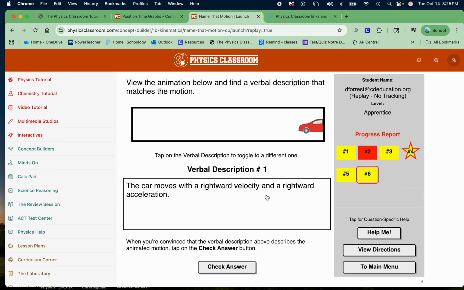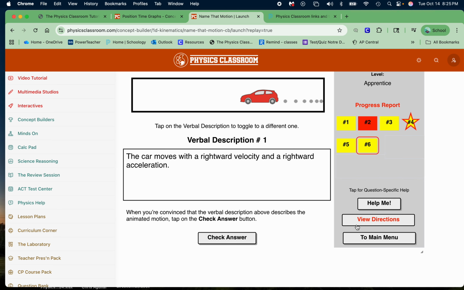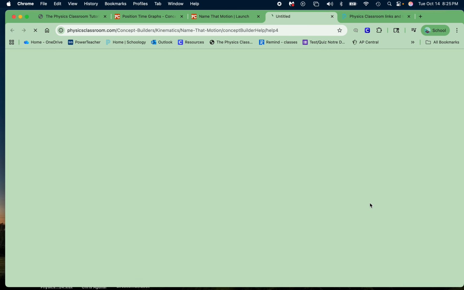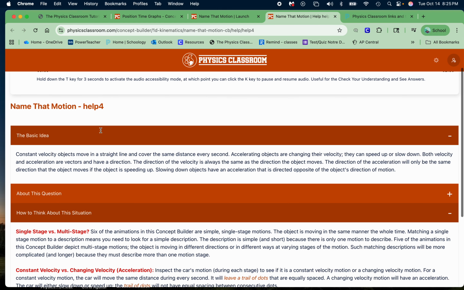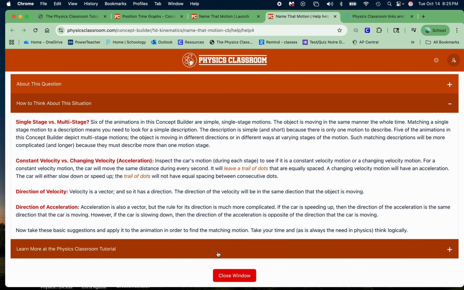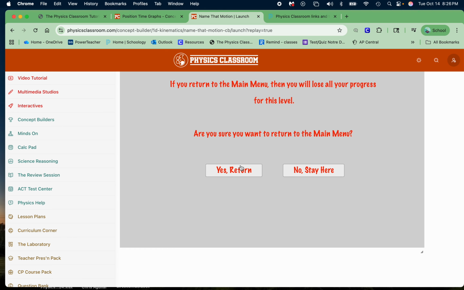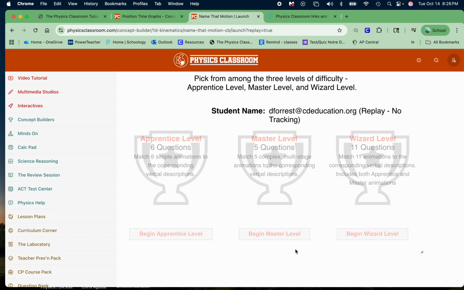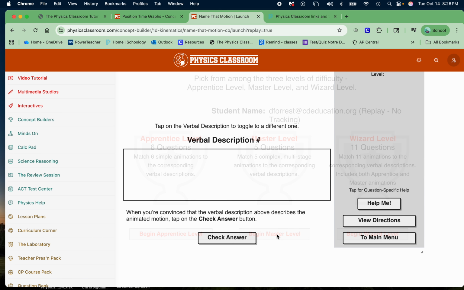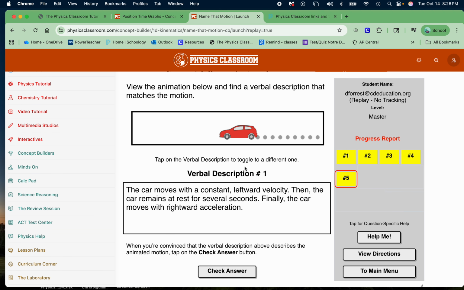So there's lots of different ones to choose from. If I go again to help me here, it goes through some different help, goes through directions. If I go back to the main menu, I can show you the master level. Again, this one just happens to usually have, well, that one's a little more complicated.